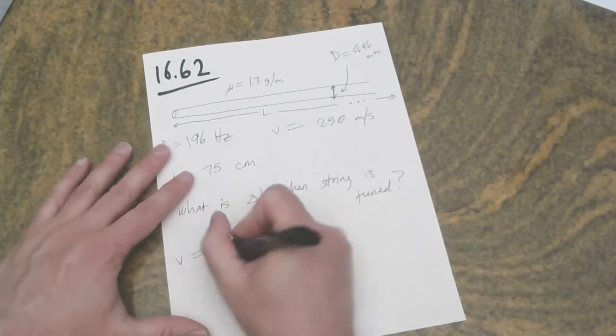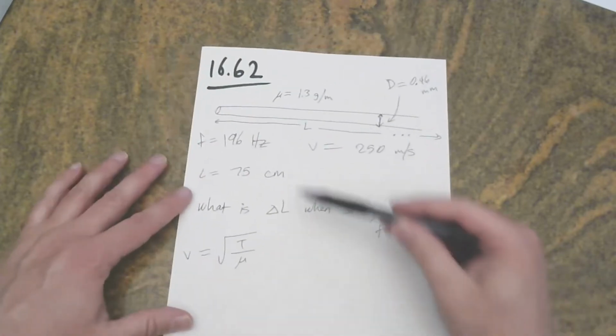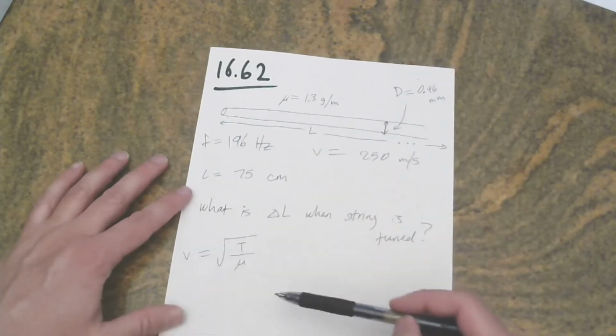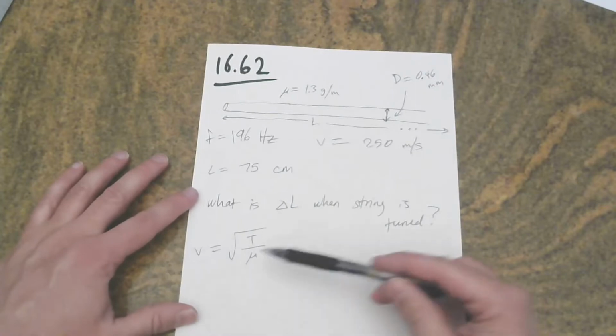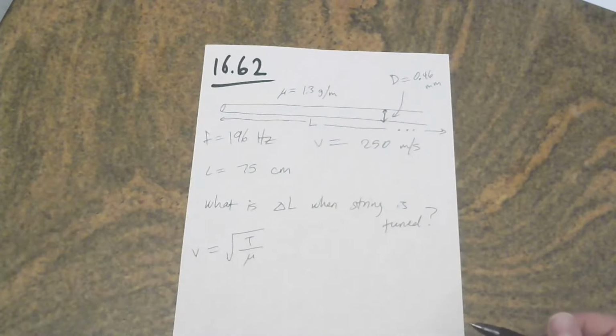We know that that goes like this. It depends on the tension and the mass density. Ooh, they gave us the mass density. So we're already partway there because we know the speed, we know the mass density. Maybe we're supposed to do something with the tension because we can obviously calculate the tension.